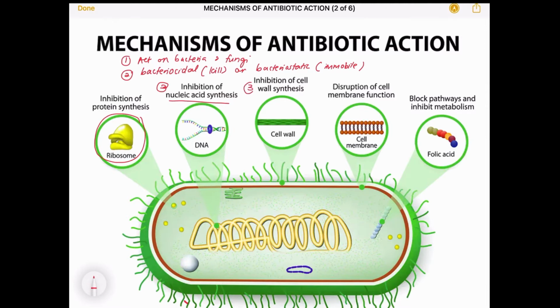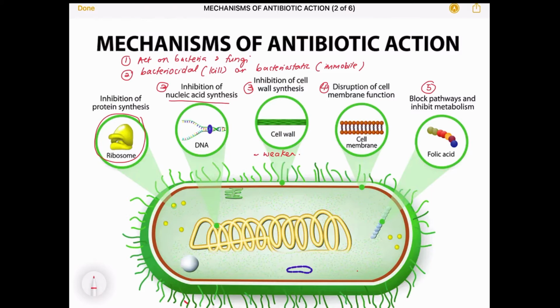Number three, we can see that antibiotic can inhibit the cell wall synthesis. So when there's no new cell wall, the cell wall becomes weakened, and the bacteria will actually burst when they cannot withstand the osmotic pressure. And number four, we can see that the membrane function gets disrupted, so the content of the bacteria will start to leak out. And the last example will be antibiotic can actually act as an inhibitor to block the pathway and inhibit metabolism of the bacteria, therefore causing the bacteria not being able to survive.